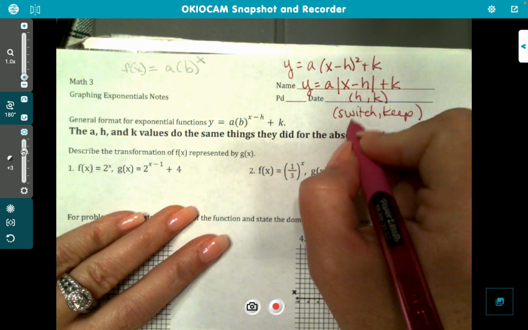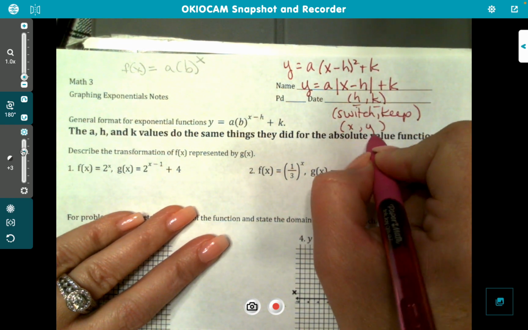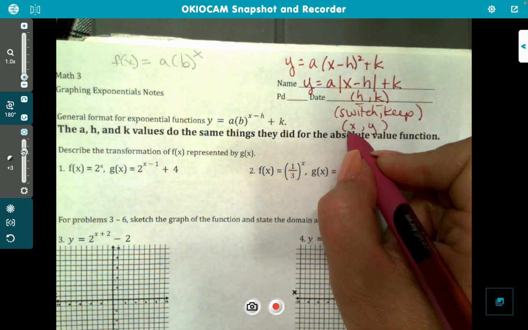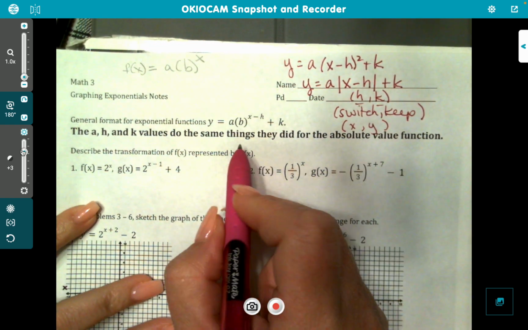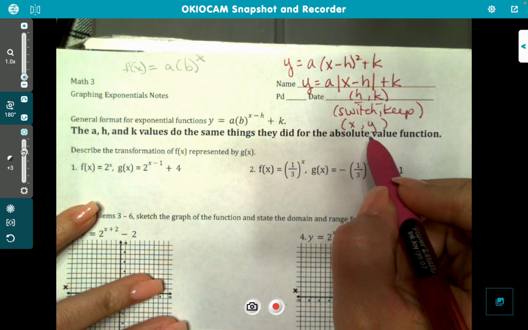So when you switch, keep these two values, your h and your k, it's going to result in an x, y, which will move your x values either to the left or right, and it will move your y values either up or down. So that's really what we're going to be applying here. So I hope you write all this and pause it if you need to.